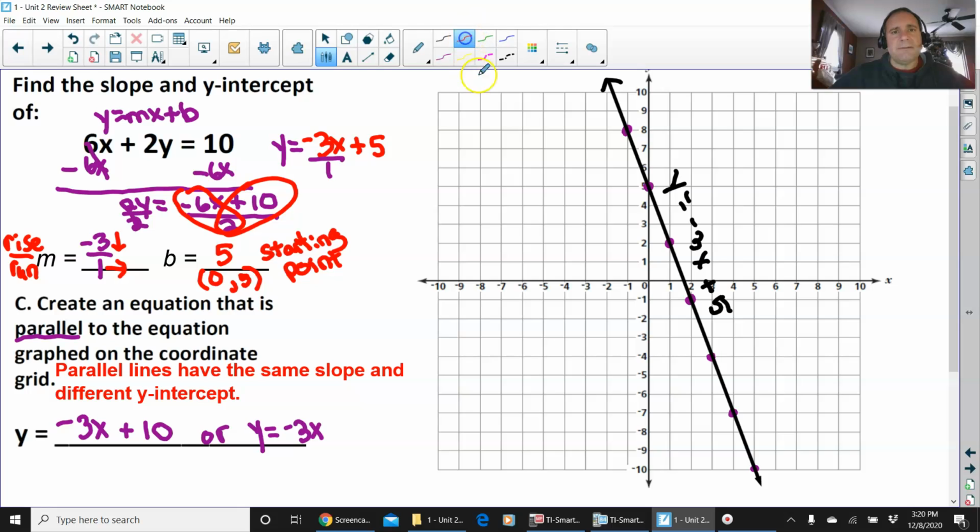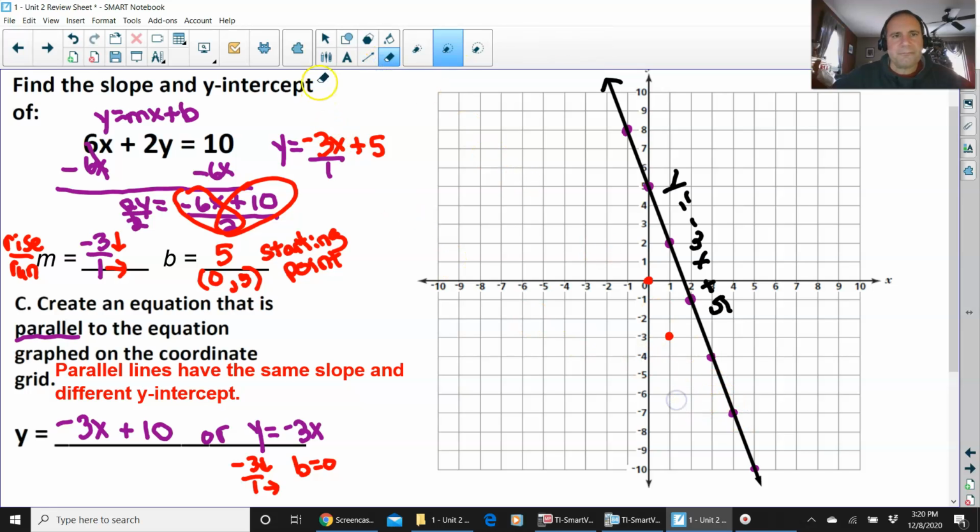And just take a look. If I graph this, if I start at 0, the b is 0. The slope is the same. It's negative 3 over 1. So I'm going down to the right. So down 3 to the right 1. Down 3 to the right 1. Up 3, 1, 2, 3, to the left.